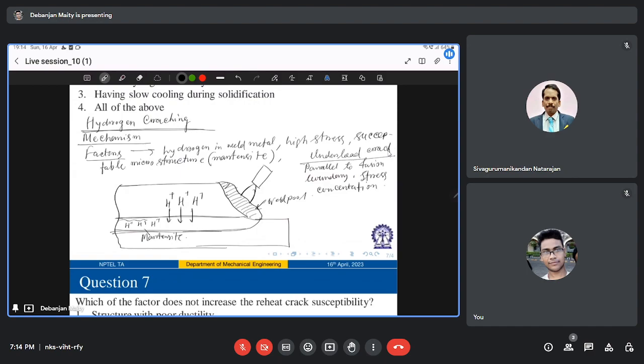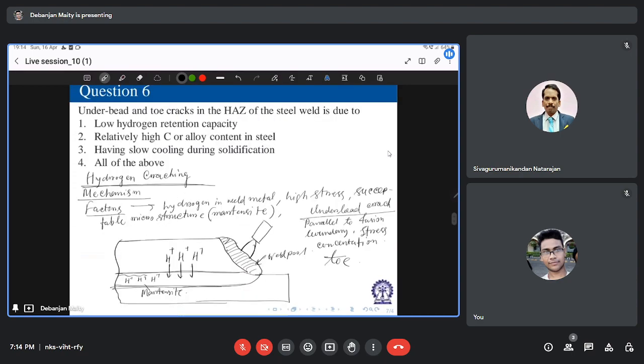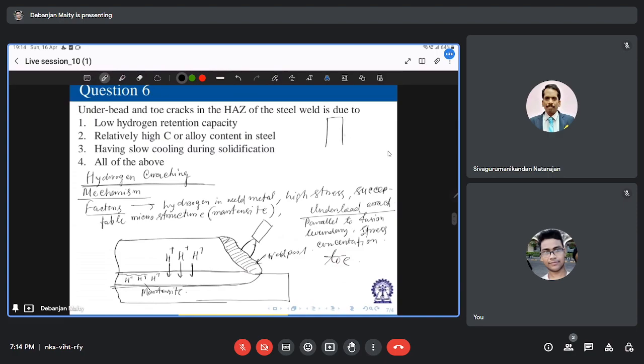And also there can be something called toe crack, right? If you are having some fillet weld like this, so this is my fillet weld, right? Underbead crack happens in the vicinity of that fillet weld, where there can be crack formation, which is called underbead. And if it is happening at the toe location, that is called toe cracking, right?